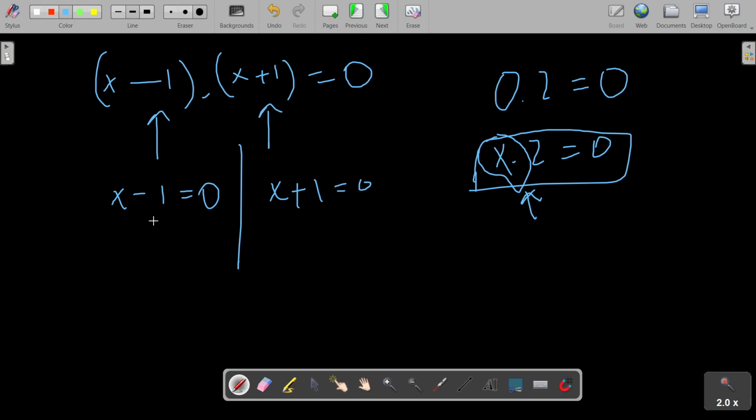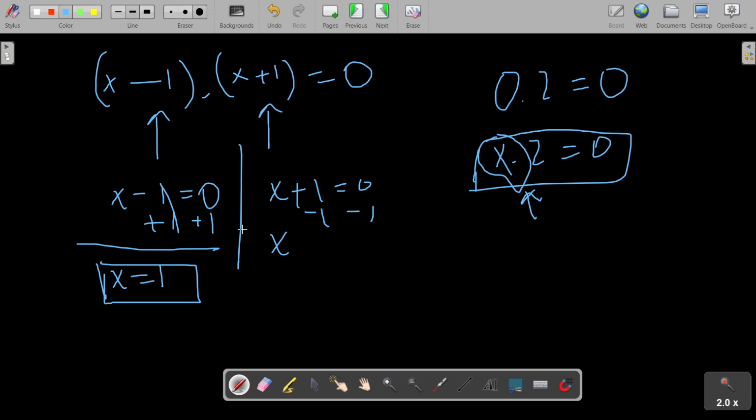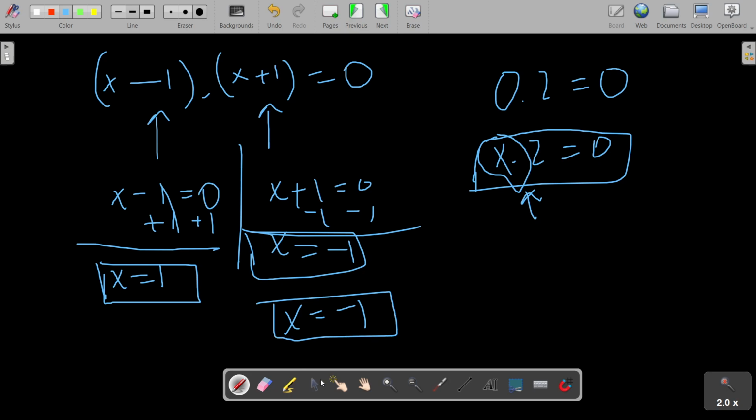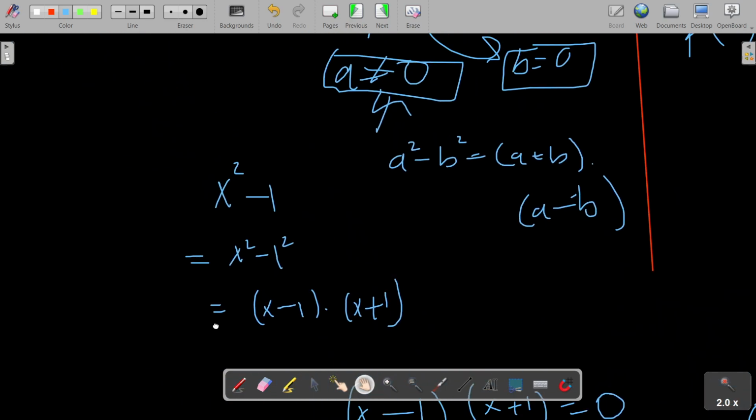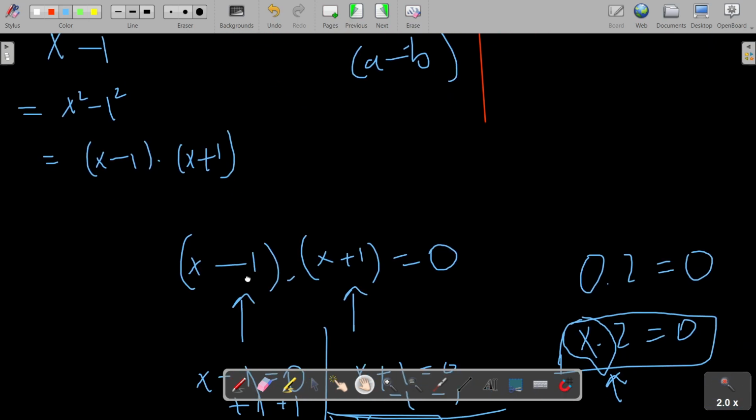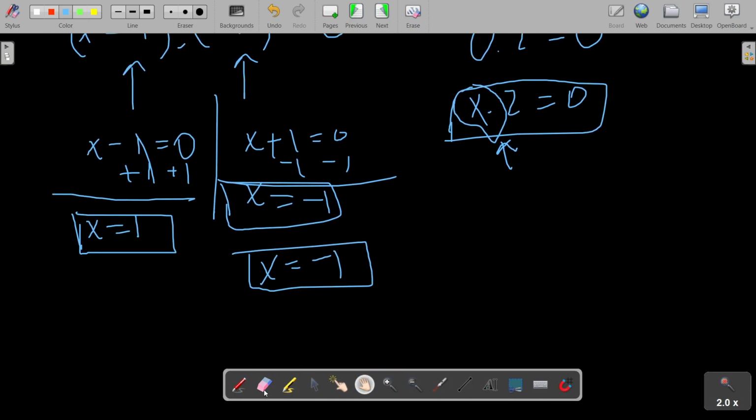So let's solve these two equations. If I add 1 on both sides in this equation, then the 1 cancels, and we are left with x is equal to 1. This is a solution, and if I subtract 1 from both sides here, we are left with x is equal to negative 1. So for this equation, x squared minus 1 is equal to 0, these are the two solutions.